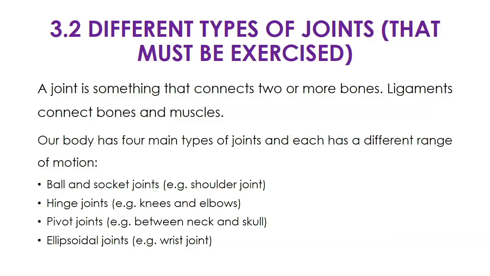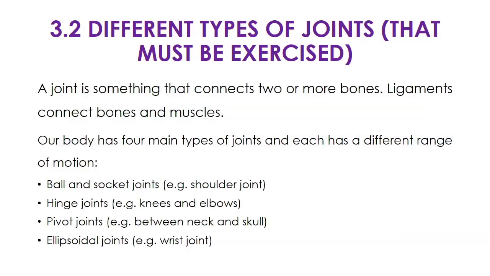Okay, now a joint is something that connects two or more bones. So in other words, between every loose bone in your body, I almost want to say, you have a joint. A ligament is a thing that connects the bones inside and your muscles. Okay, this is what attaches the muscles to the bone. The joint is something that attaches the bone to another bone.